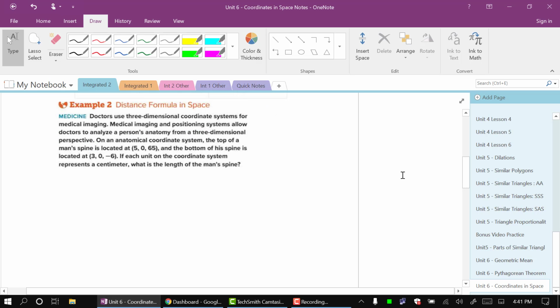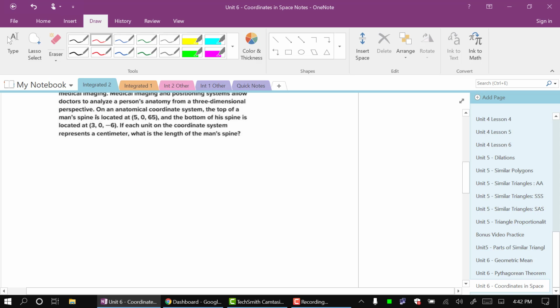So doctors use a three-dimensional coordinate system for medical imaging. The medical image and position system allows doctors to analyze a person's anatomy from a three-dimensional perspective. So we're going to set up using our distance formula. So here are our coordinates. We have 3, 0, -6. This is going to be my x1. This is going to be my y1. This is going to be my z1.